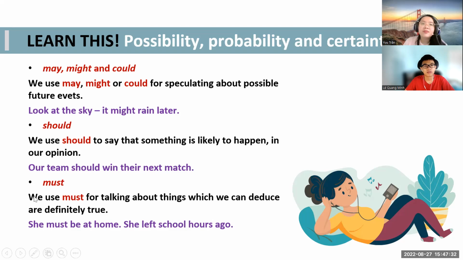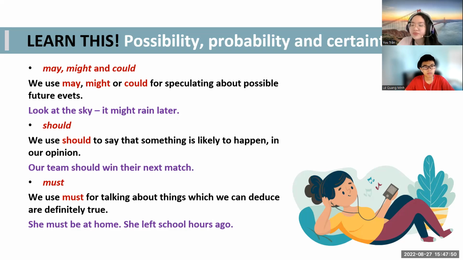Okay. May, might, and could. You all know these three. Every student knows these. They are very simple. They are only used to talk about possible future events. Nói về những cái sự kiện có thể xảy ra trong tương lai.